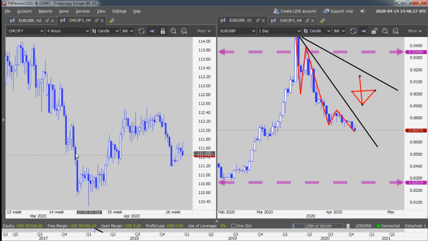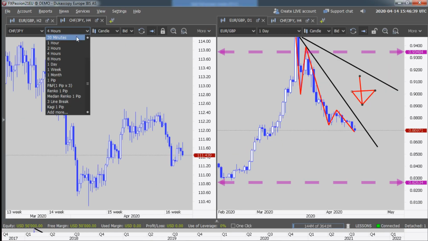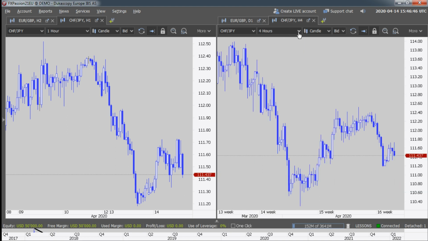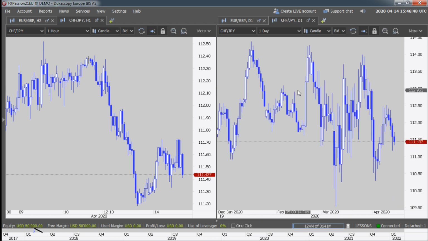Oh, 1 hour. Okay, 1 hour. Are you short? Are you long? And the daily chart is going to be the confirmation time frame. Yes, CHF JPY, 1 hour chart. Are you short? Are you long, Giuseppe? What are you?